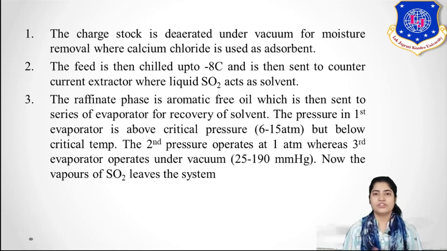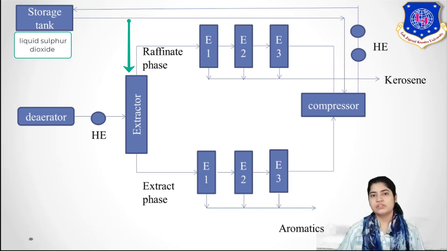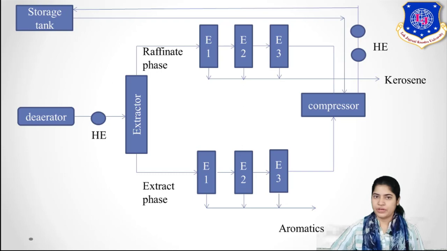Okay, now let's talk about the evaporation system, how it works. So see, this is a series of evaporators. Okay, E1, E2, E3, these are the 3 series of my evaporators which work in the fashion of reducing pressure. Okay, so pressure reduces in the consecutive evaporators, right?